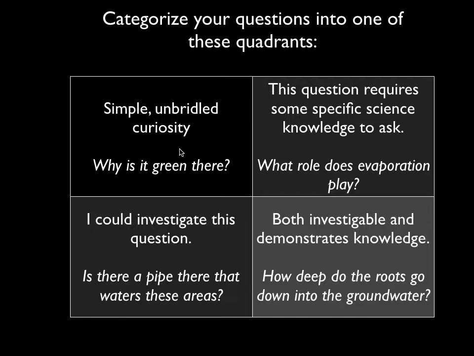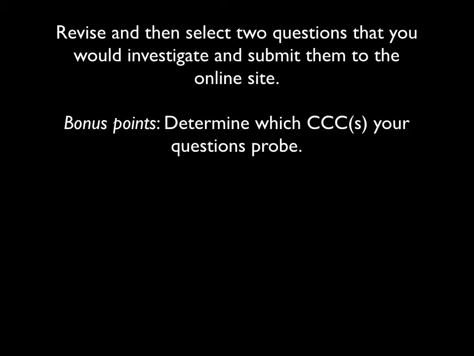So what I'd like you to do is, if you wrote down a few questions, try and categorize them into these different groups, and then try and see if you can improve a few of them. Revise and select, say, 2 questions that you would investigate, and I have them submit their questions to an online site, a form in Google that allows me to see all of their questions. And I might give them bonus points to determine which cross-cutting concept their question probes, depending upon how familiar your students are with cross-cutting concepts.